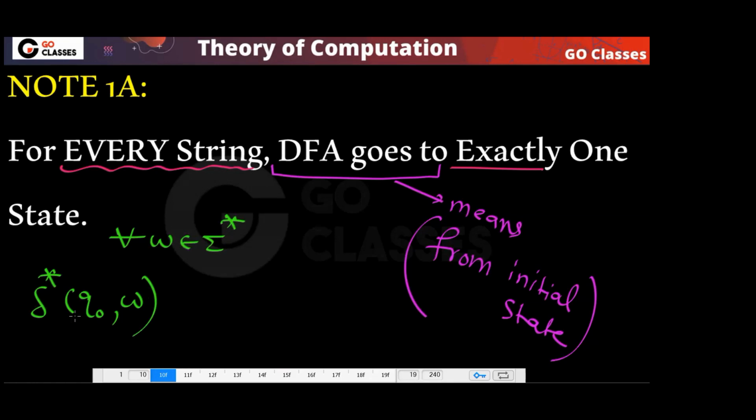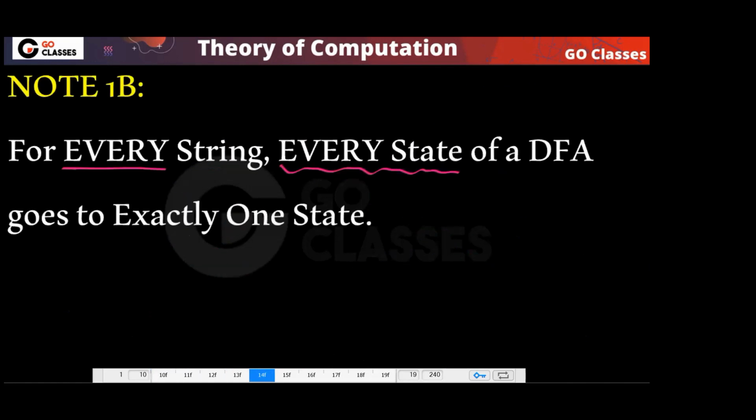For all w, delta star of q0 comma w is equal to some state, that is equal to a unique state. Okay, so this happens. Now here what I am saying, is this statement true? Yes. For every string, every state of a DFA goes to exactly one state.